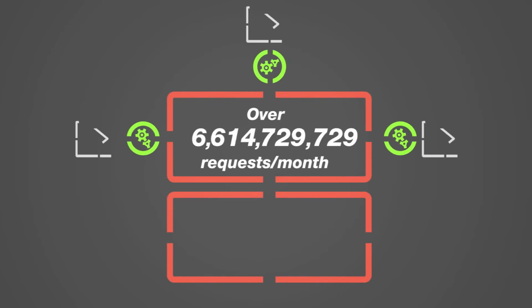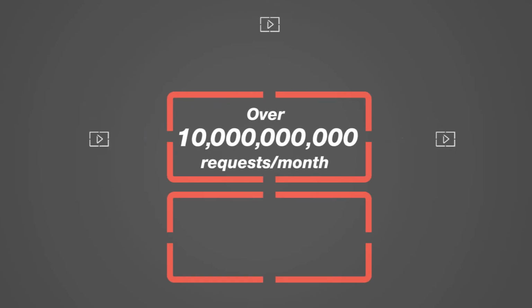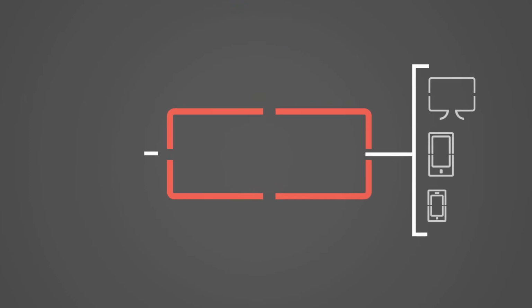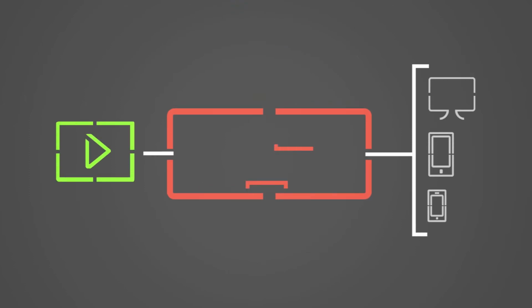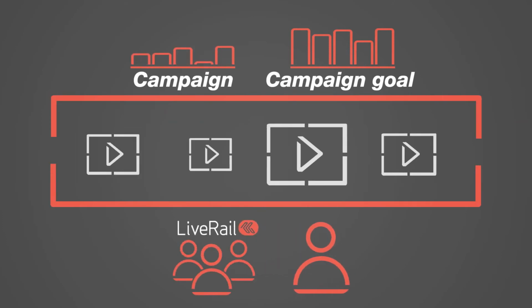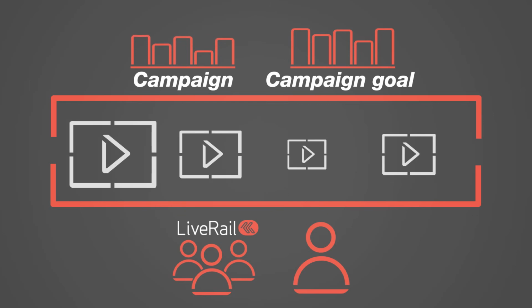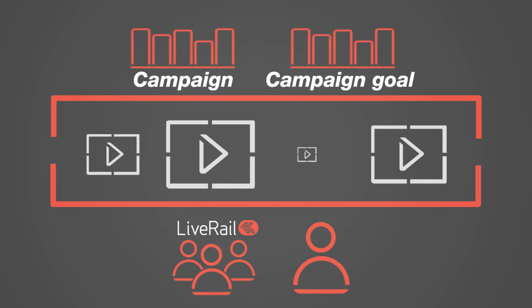LiveRail is the leading supplier of RTB-enabled, high-quality video inventory, processing over 10 billion ad requests each month from top publishers. By connecting directly to LiveRail, demand partners can safely, efficiently, and directly bid on premium inventory across devices at scale. To help you reach your specific campaign goals and deliver in full, our dedicated account team works closely with you to improve targeting and bidding strategies.